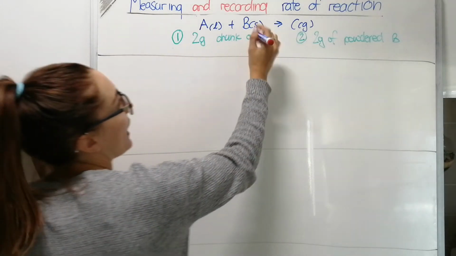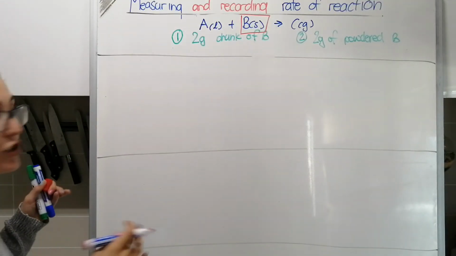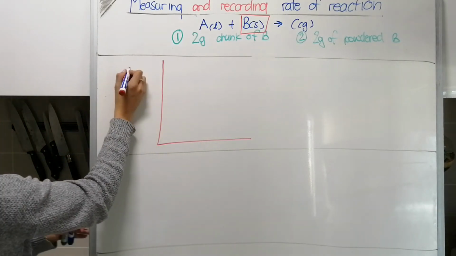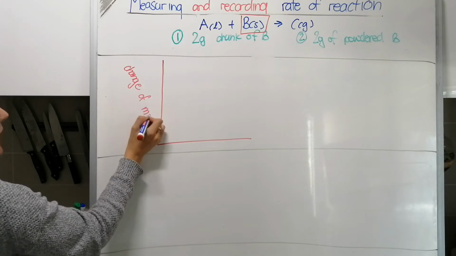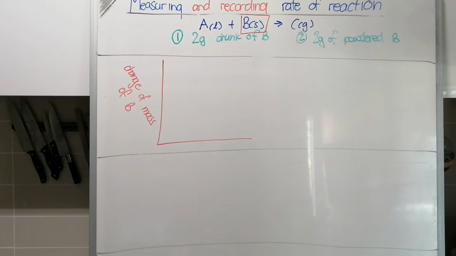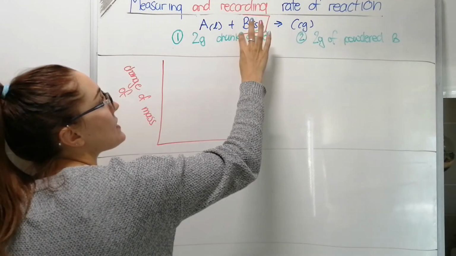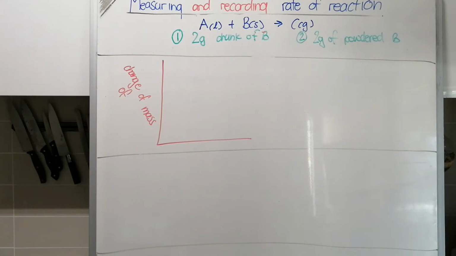We're just going to do one of the reactants. Let's do a graph showing the decrease in B as the reaction progresses. So we're going to do a graph where we show the change of mass of the reactants. Let's actually do the change of mass of the reactants, because technically we wouldn't be able to know what of the mass is A and what of the mass is B, right?